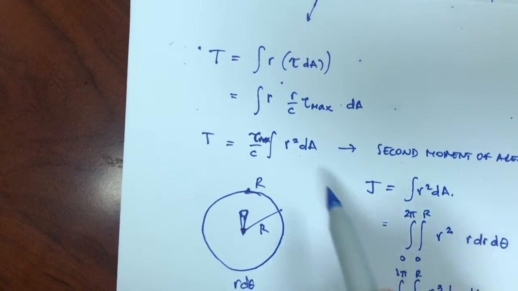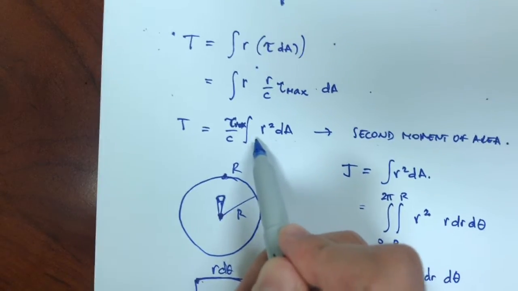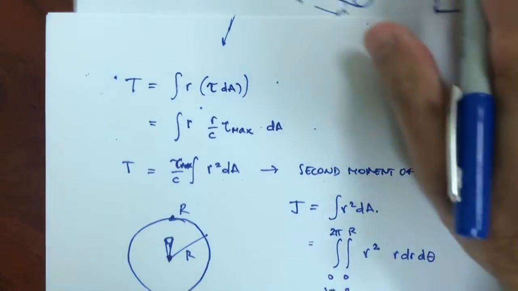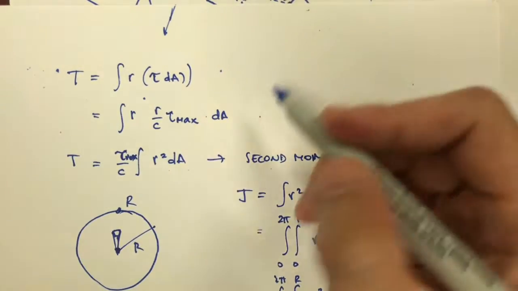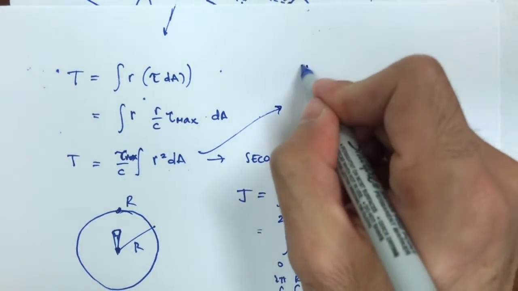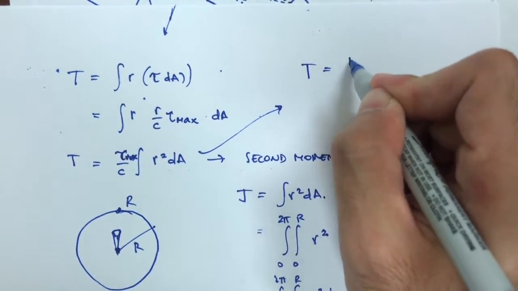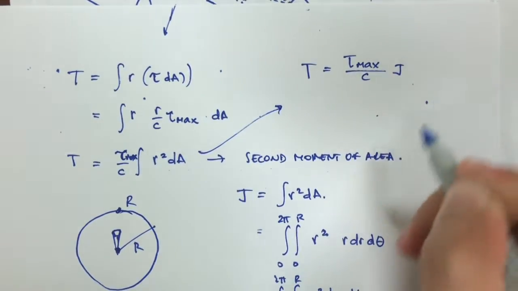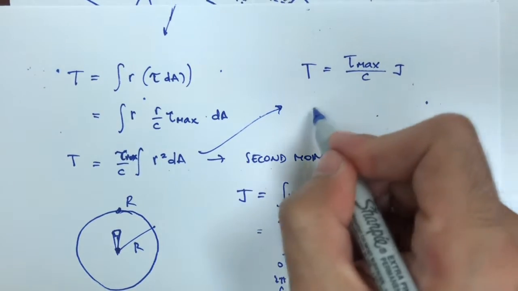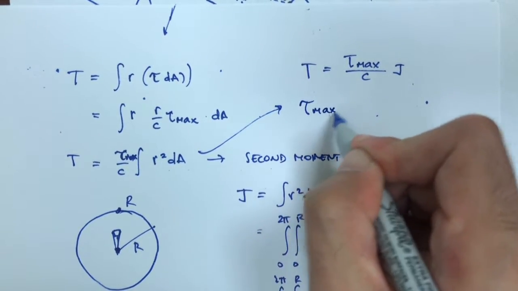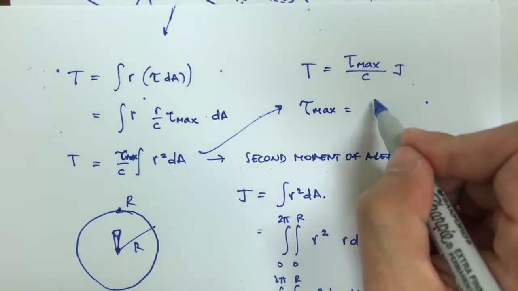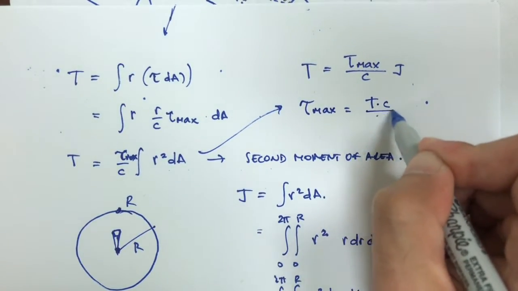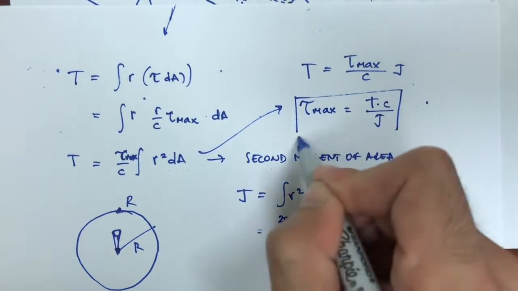So going back to here, where I've defined this as my J, I know that the torque is equal to tau max over C times J. And this is exactly what we want. We want the tau max, shearing stress from the torsion, and that's equal to TC over J. And that's the other equation that we use.